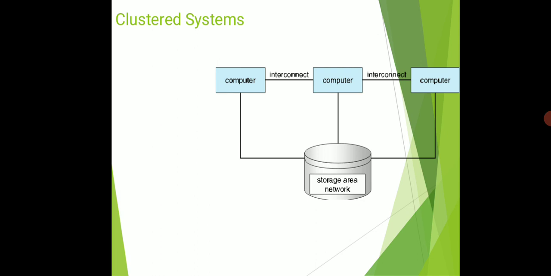This is a diagrammatical representation of a cluster system. Here the storage area network is there. So this is connected to more than one computer. Each and every computer is interconnected together. So this is an example of clustering systems.